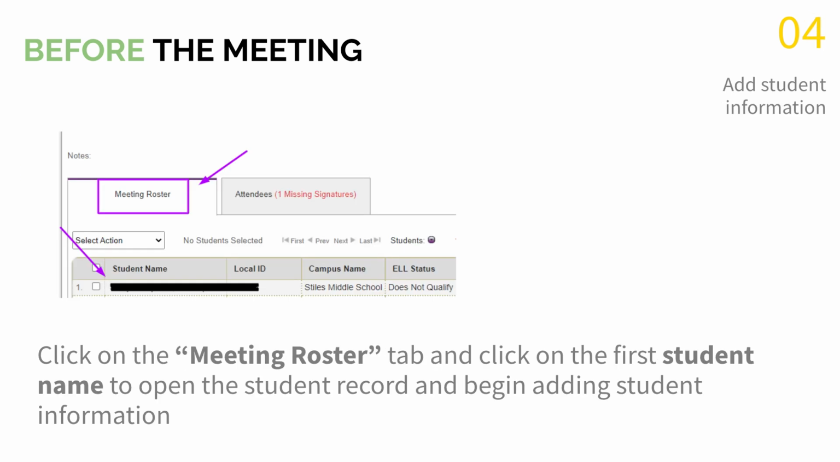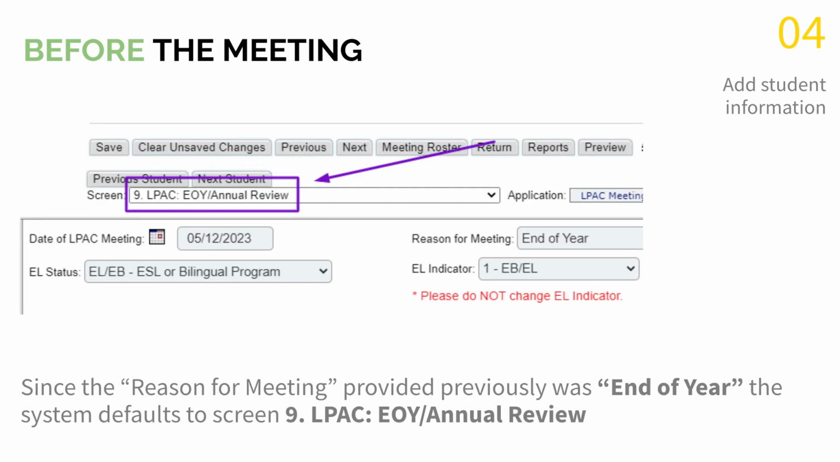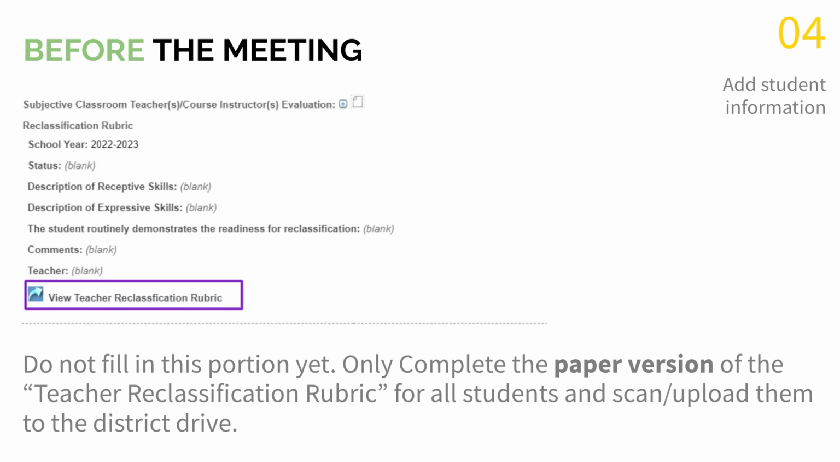Very important. Click on the meeting roster tab and click on the first student name to open the student record and begin adding student information. Choose your appropriate FERPA reason. Since the reason for meeting provided previously was end of year, the system defaults to screen 9, LPAC end of the year annual review. The 24-25 student data will be populated here when the results are received by the district, so at this time it will be blank. Do not fill in this portion yet. Only complete the paper version of the teacher reclassification rubric for all students and upload them to the district drive.